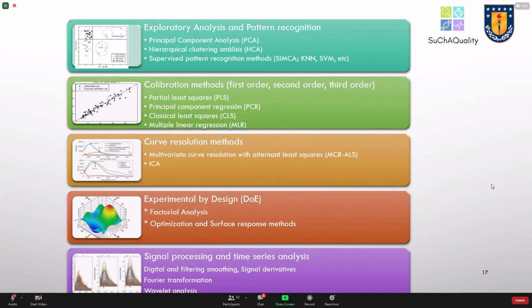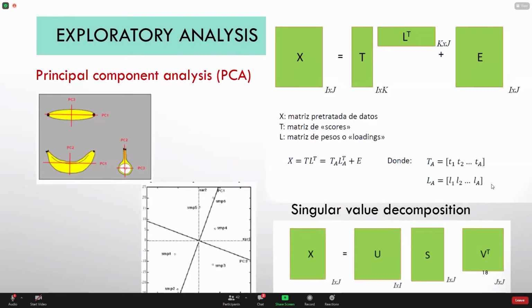And another kind of methods is signal processing and time series analysis. And this includes digital filtering, smoothing, signal derivatives, Fourier transformation. I think the class of yesterday was very related to signal processing and time series analysis. So Fourier is the expert here, no? So now I will talk about the exploratory analysis, and today Michael talked about principal component analysis as a principal method that we need to use, especially if we are working with some technique like near-infrared spectroscopy.